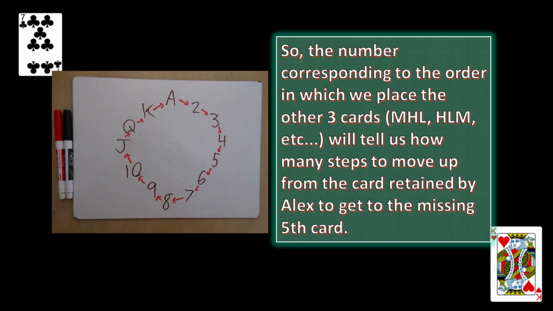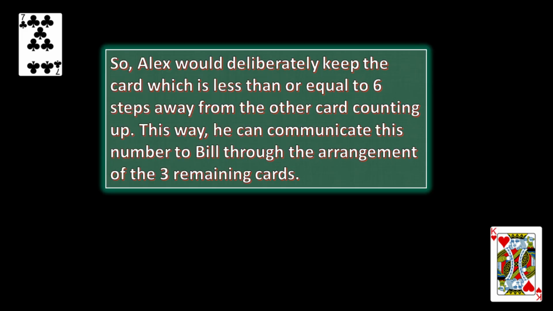the missing 5th card. So, Alex would deliberately keep the card which is less than or equal to 6 steps away from the other card counting up. This way, he can communicate this number to Bill through the arrangement of the 3 remaining cards. What a sneaky way to do it!